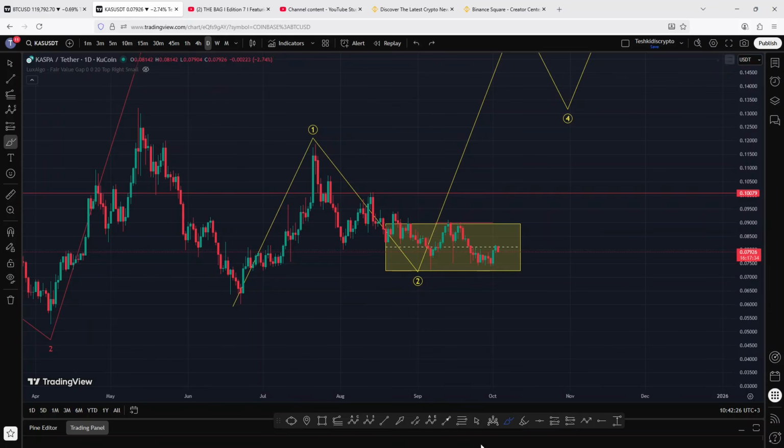And I have also shared with you the key area of support that we need to continue holding within between the 0.08962 and the 0.07239. So for now, let's be patient and continue paying attention to those areas, and I will ensure that I keep you up to date.